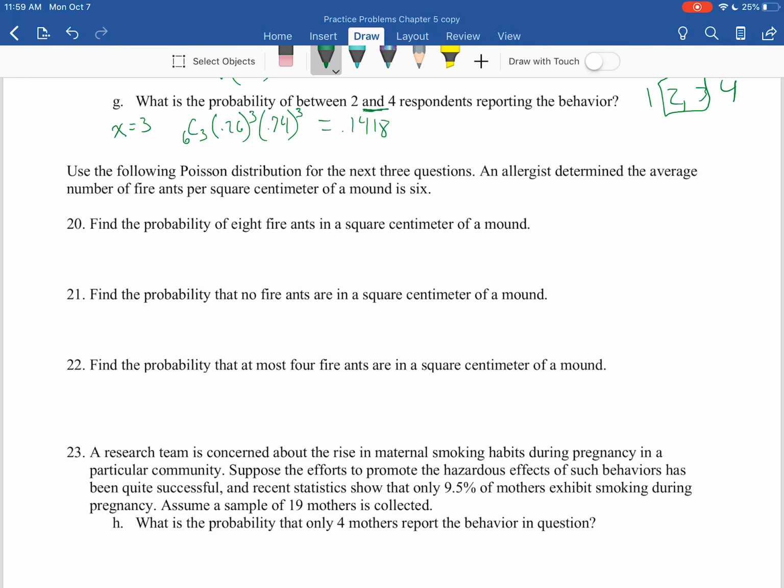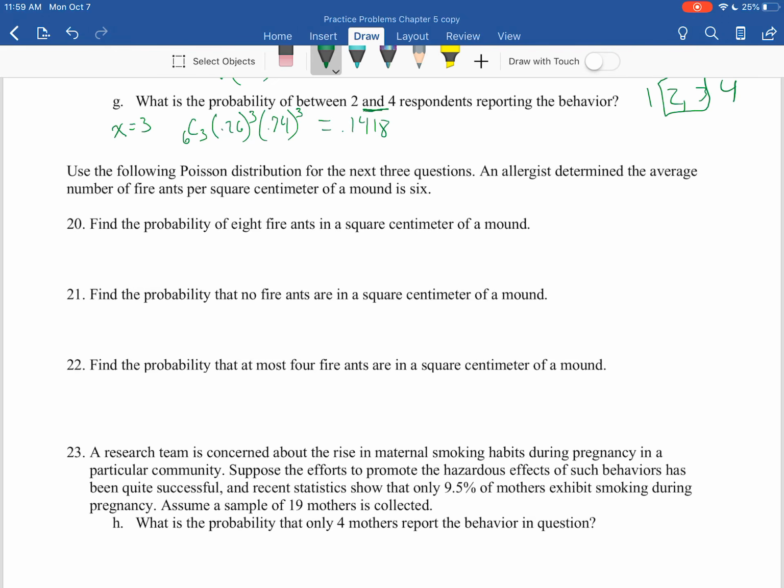So picking up where we left off, we're looking at number 20, where we're using a Poisson distribution to find the probability of fire ants given a mound. The first thing we're looking at is finding the probability of 8 fire ants in a square centimeter of a mound.